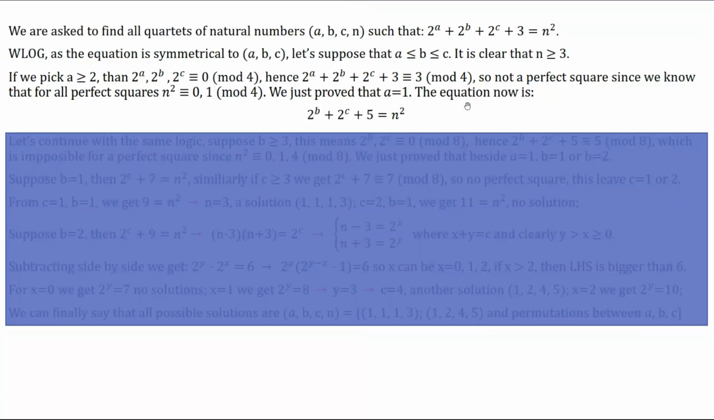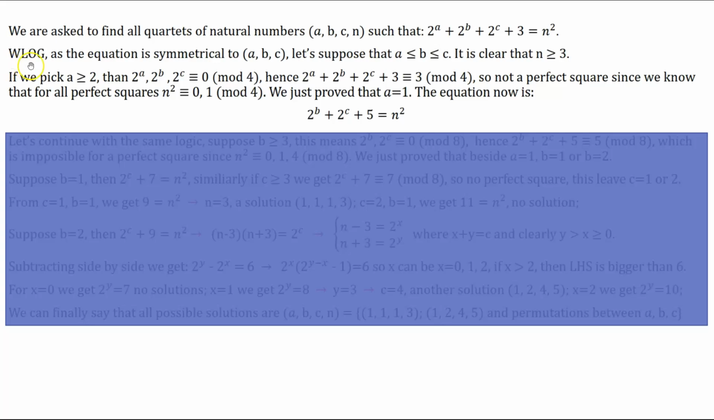Now, let's reveal our solution step by step so we can see what we have thought about the solution of this problem. As I said, this is a little bit heavy in calculations, but it is a type of problem which very often appears in mathematical Olympiads, so it is quite fruitful to talk about it. So we are asked to find all quartets of natural numbers a, b, c, n such that they fulfill this equation over here.